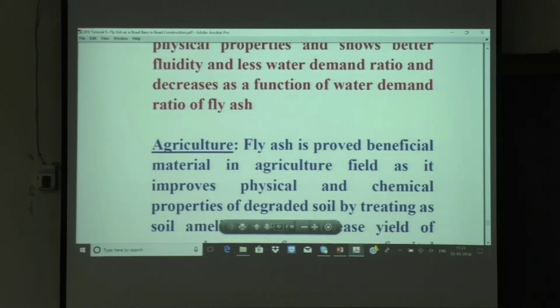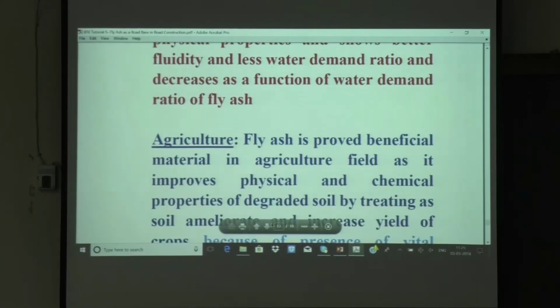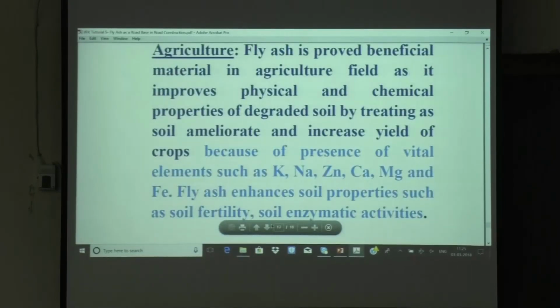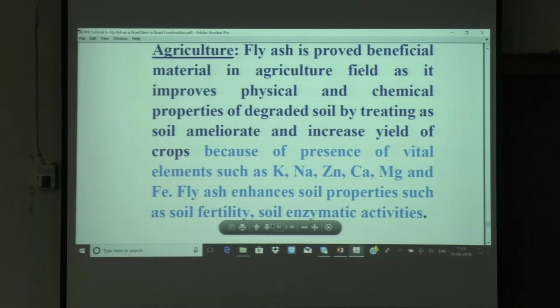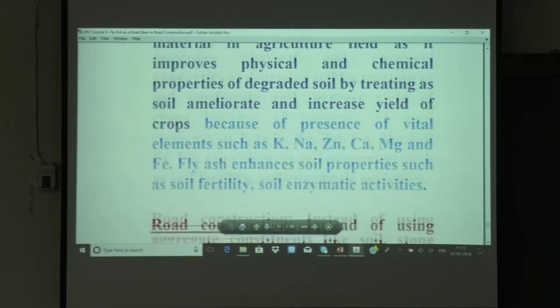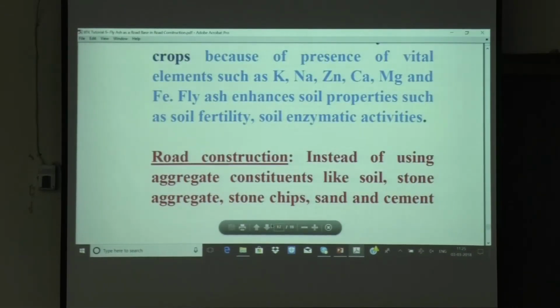Now, in agriculture, fly ash is proved to be a beneficial material as it improves physical and chemical properties of degraded soil, by treating it as a soil ameliorant, and increases the yield of crops. Why? If you put fly ash there, it gives more presence of vital elements like potassium, sodium, zinc, calcium, magnesium, and iron. So all these are valuable for health. And fly ash enhances soil properties such as fertility and soil enzyme activities.